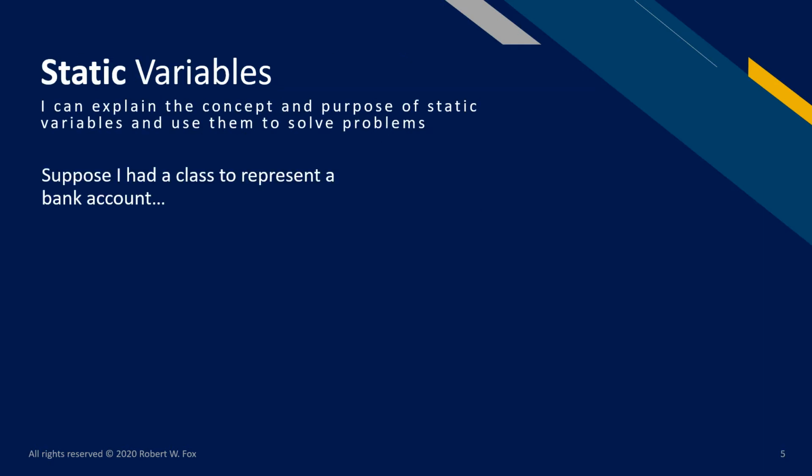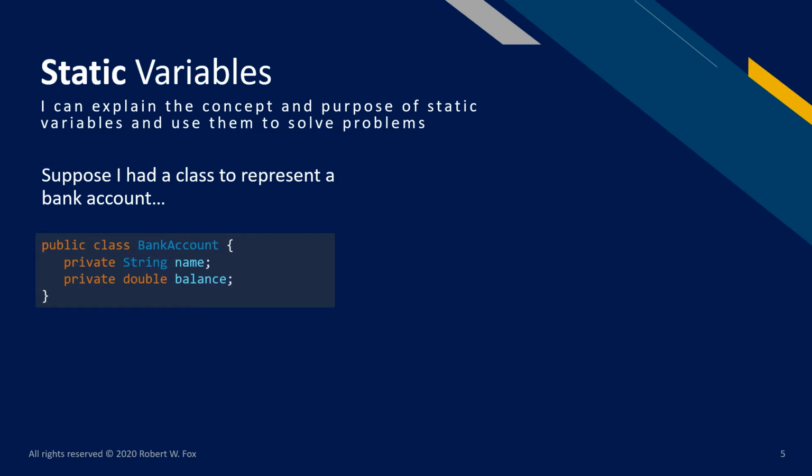Let's look at some specific examples, and we'll start by talking about static variables. So let's pretend that I have a class to represent a bank account, and here it is. And you can see it's pretty simple. I have an instance variable for the name of the person who owns the account, and I have an instance variable for the balance, which is how much money the person has.